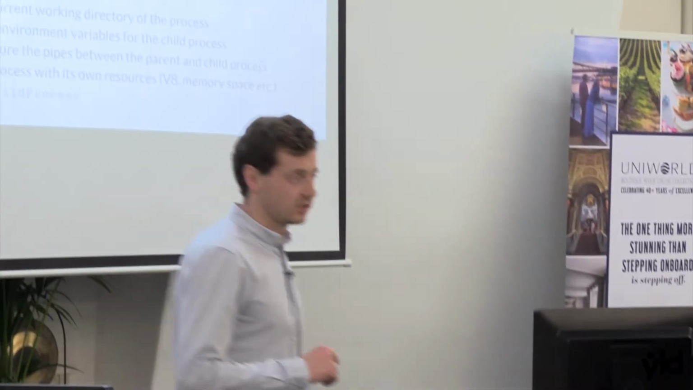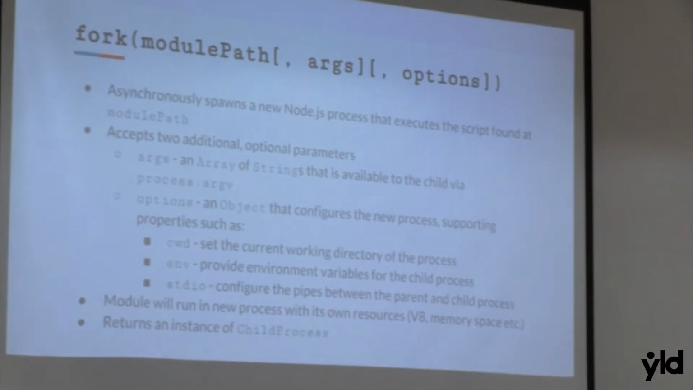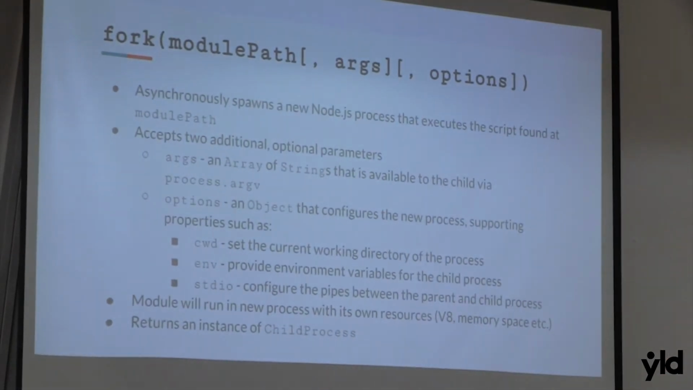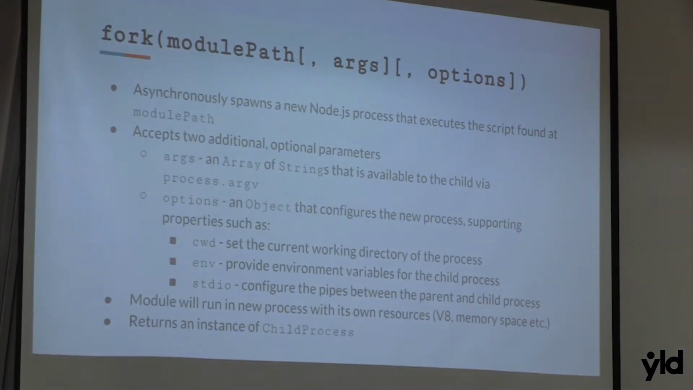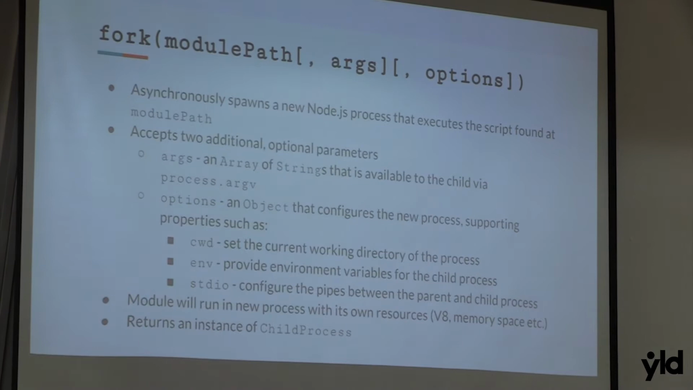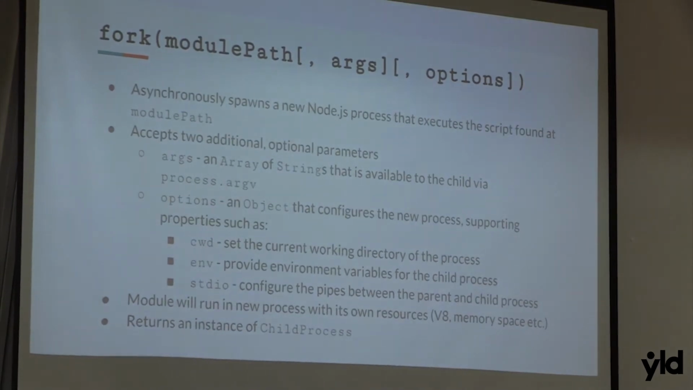So our focus for today, in order to implement our worker queue, will be the fork method. This asynchronously spawns a new Node.js process that executes the script found at module path. And it does this asynchronously, so it creates outside of the event loop from which it was created.